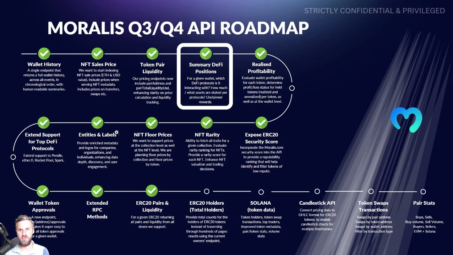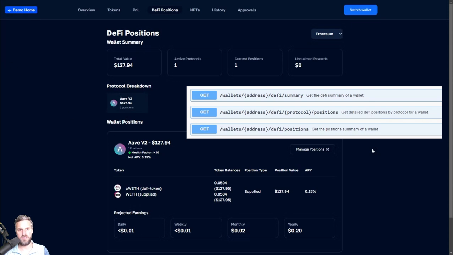DeFi Positions. We released 3 new endpoints for DeFi, and so now you can get, across the major protocols like Uniswap, Aave, MakerDAO, and more, a summary of a wallet and what they've done, or a more detailed position breakdown by protocol. And this feature will streamline how you monitor a wallet's DeFi activity.